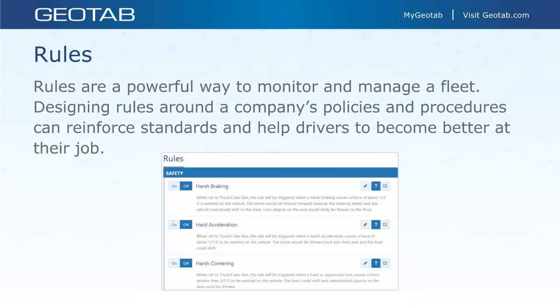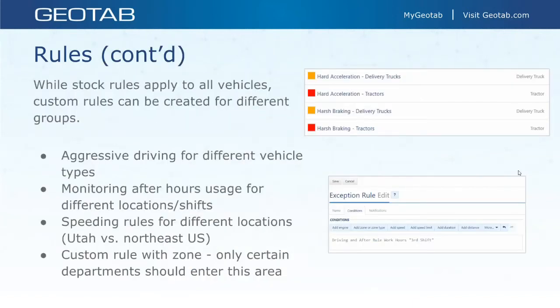But if you want to, you can also create different rules for different groups. After you have set up your groups and you've assigned vehicles to those groups, you can customize those. Some examples of that: you can do aggressive driving rules for different vehicle types. And the reason that you would want to do that, well, think about a vehicle driving down the road at 50 miles an hour and they slam on the brakes.